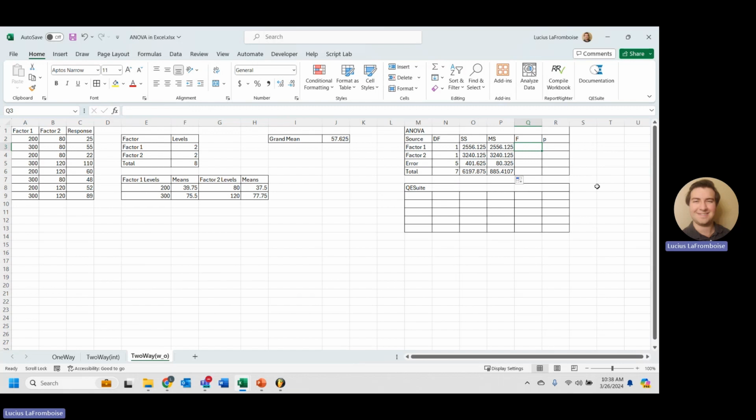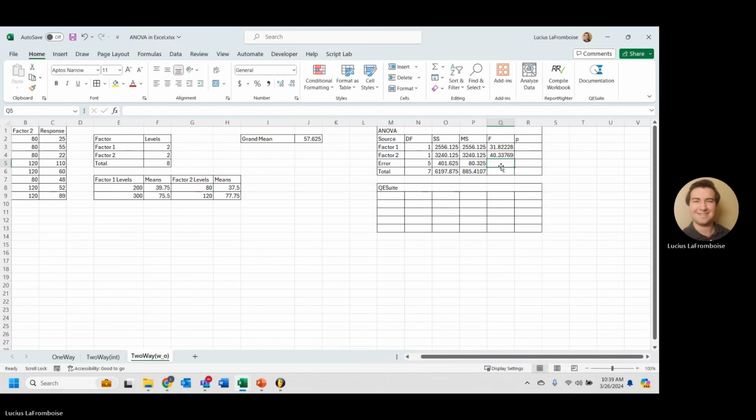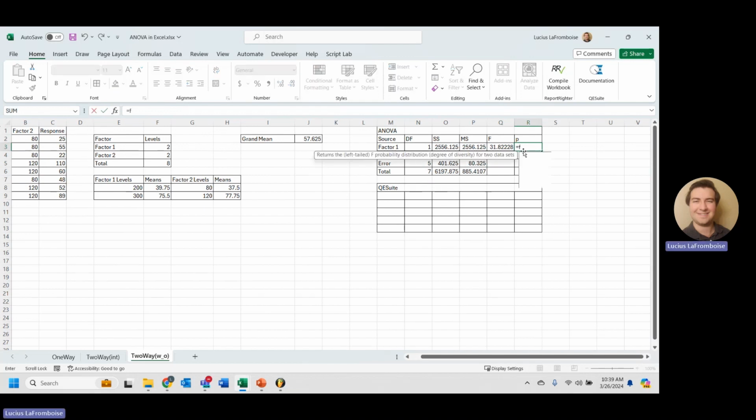Now, as I mentioned, for the F value, this is where we deviate from the with interaction to the without interaction. And this is why we have to run it again, because we calculated a new mean square for the error, and we're actually using the error instead of the interaction. So we take our MS factor 1 over MS error. And then we're going to do the same here over MS error.